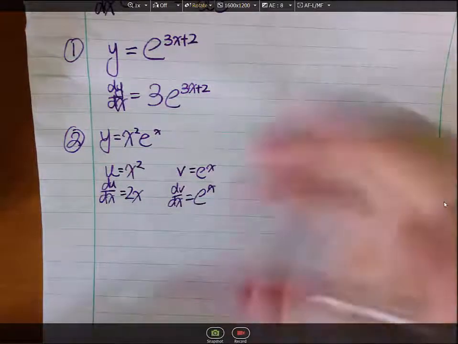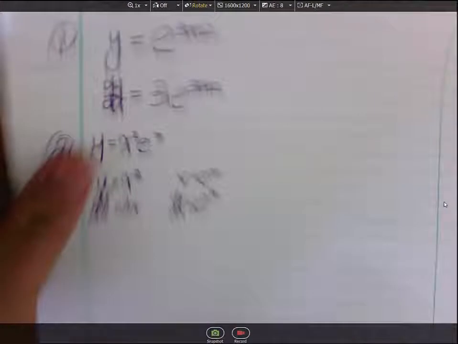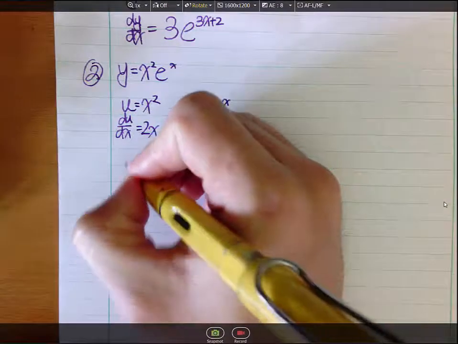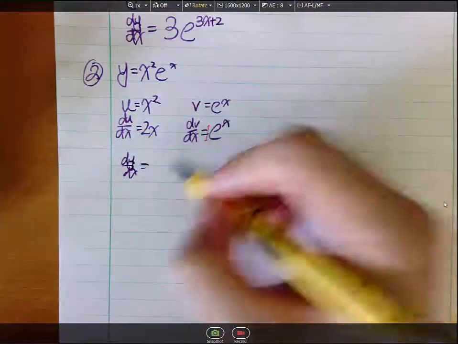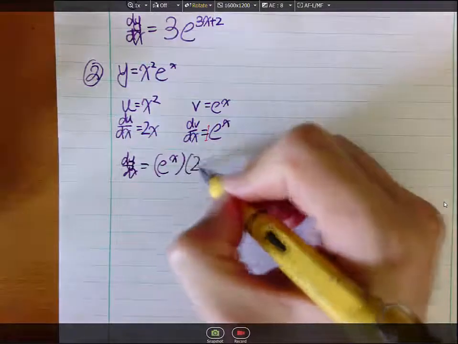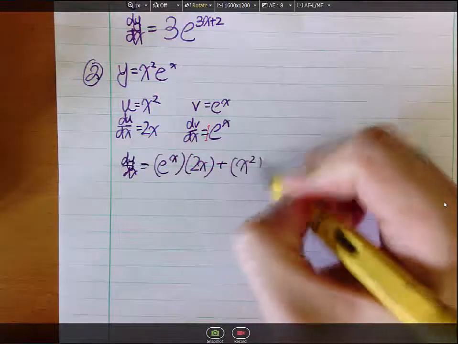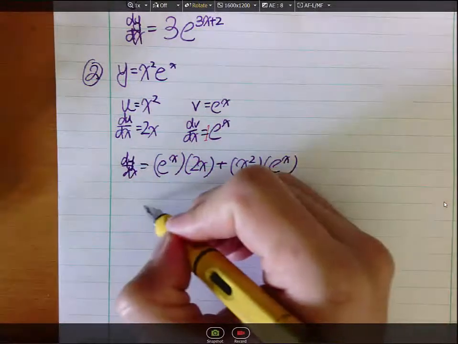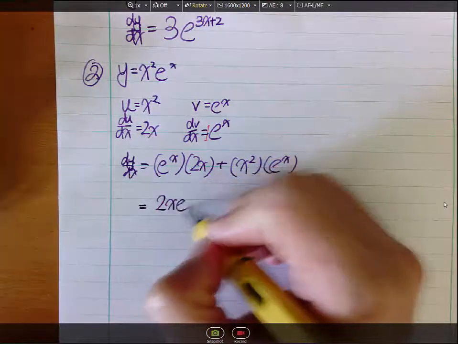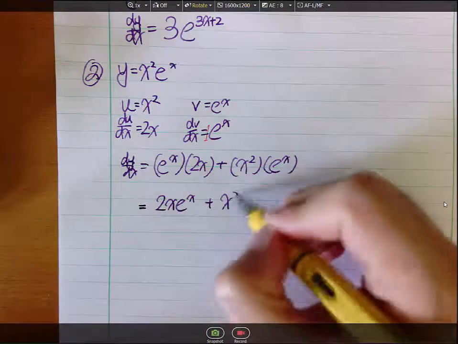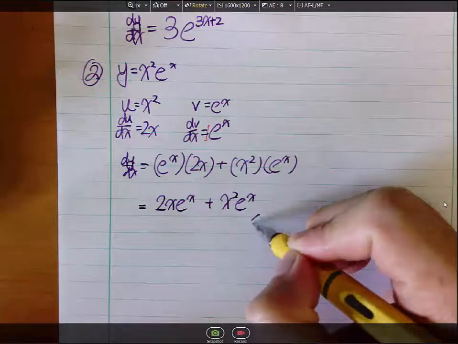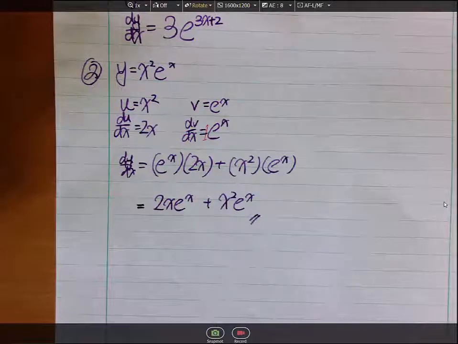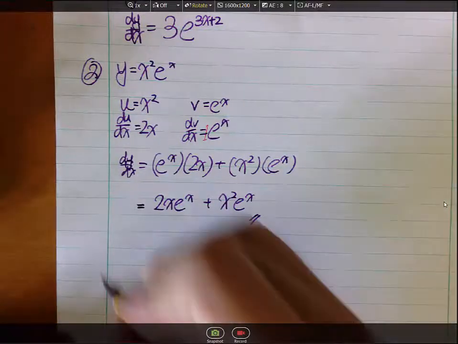There's actually a 1 there. You want to imagine the 1 down here, but it's not necessary, since 1 times anything is still the same thing. Then we differentiate y with respect to x. What you get is v times du dx plus u times dv dx. Then we are almost done. We have 2x e to the power of x plus x squared e to the power of x. And we are done with example 2. I move on to the next example, example 3.